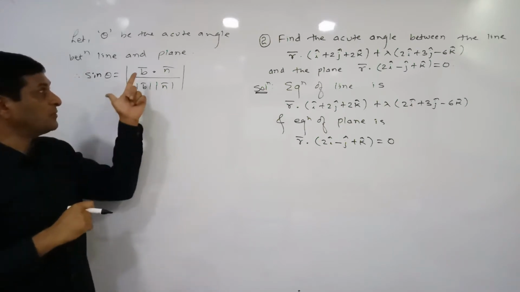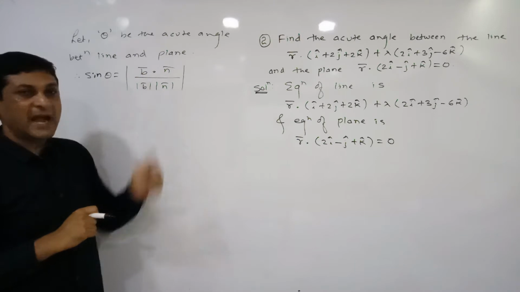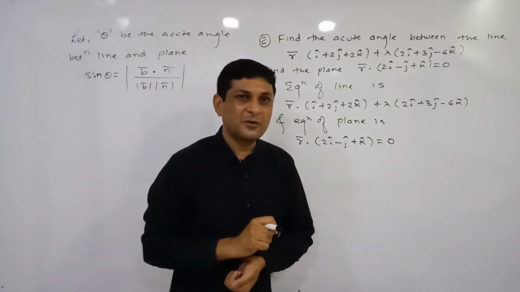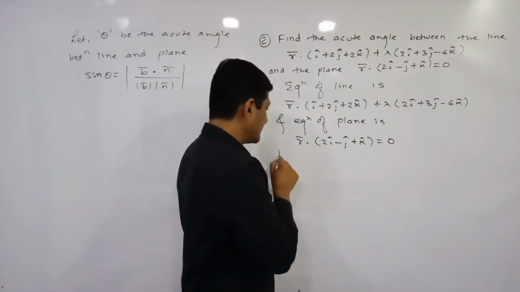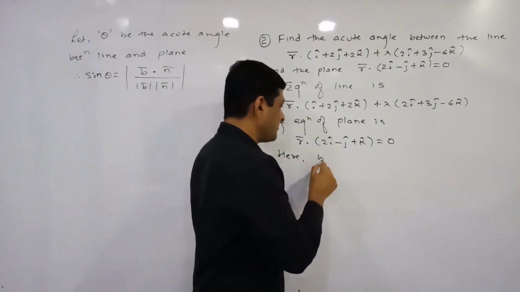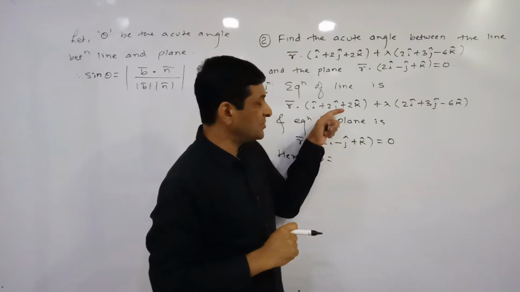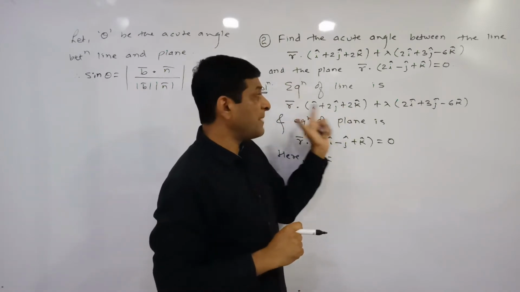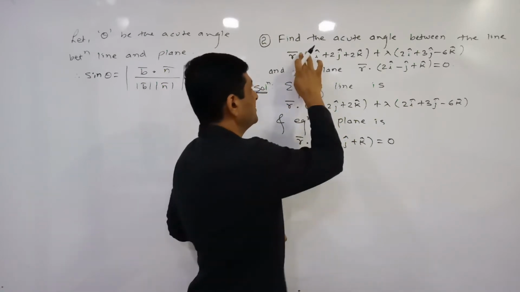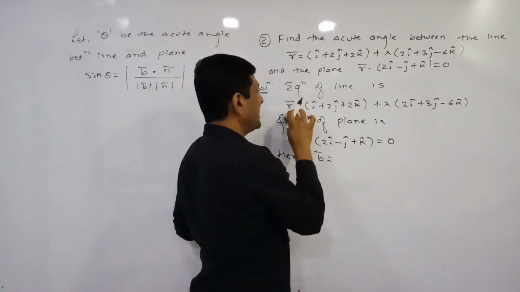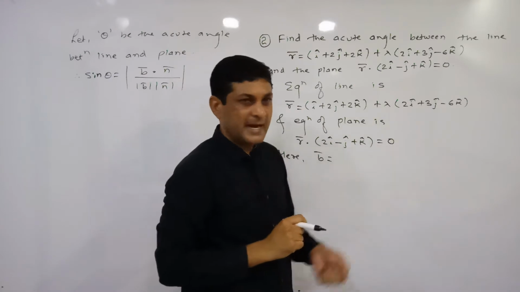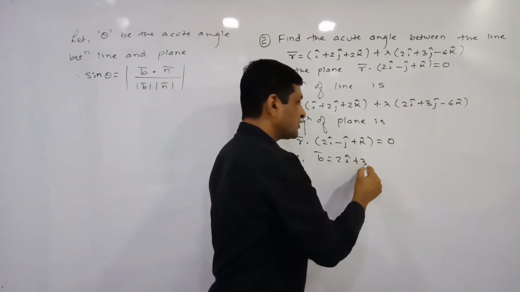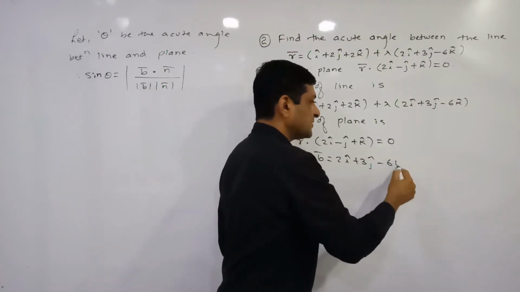To apply this formula, we will require the value of b bar and what? N bar. So from the given equation, let us try to find the value of b bar and n bar. Here b bar will be equal to, now this equation is in the form of r bar is equal to a bar plus lambda b bar. So from this equation, b bar is equal to 2i cap plus 3j cap minus 6k cap.